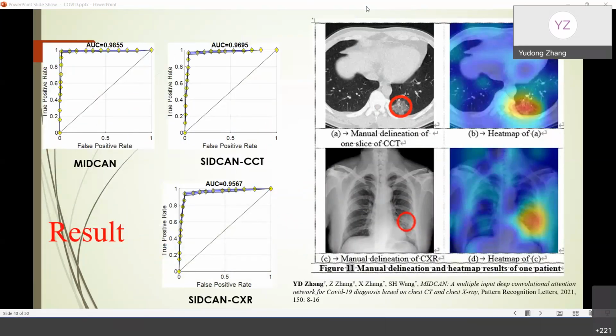The result shows that if we fuse both the X-ray and the chest CT, the mid-cam result can get a better result. We can see the AUC here. The area under a curve is almost 98%. And meanwhile, you can see if we use a single input like the chest CT or the X-ray, the area under the curve slightly decreased.